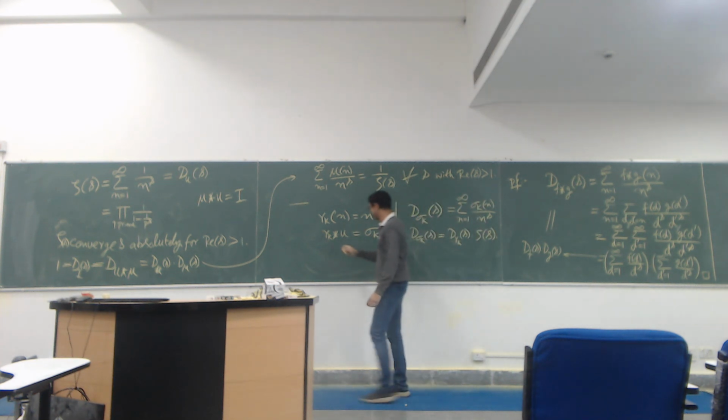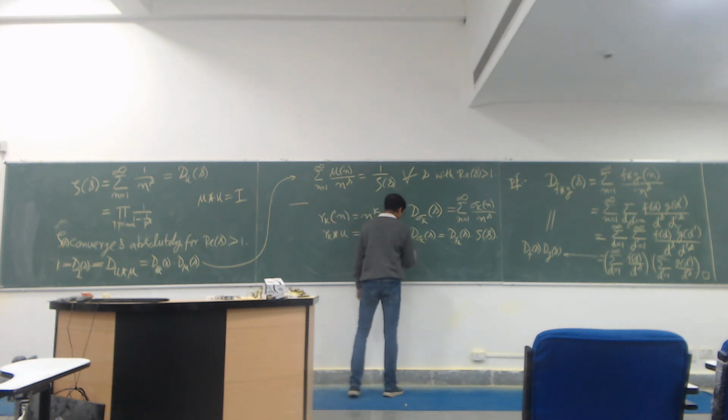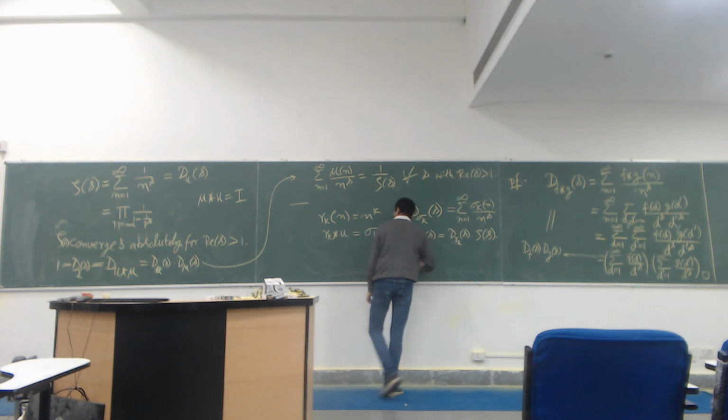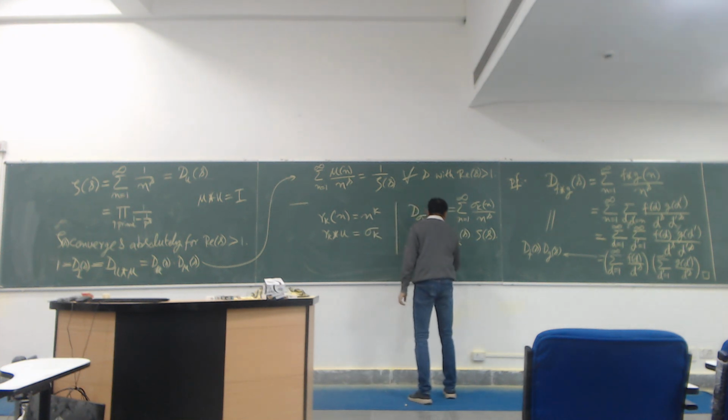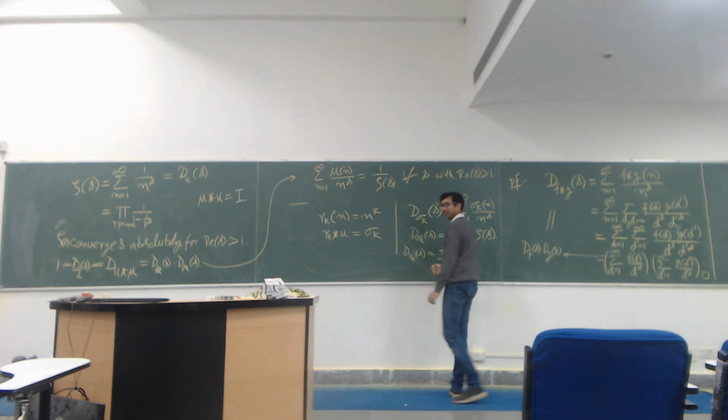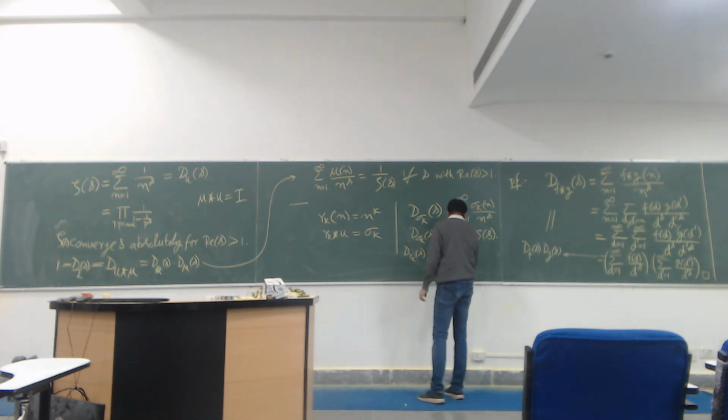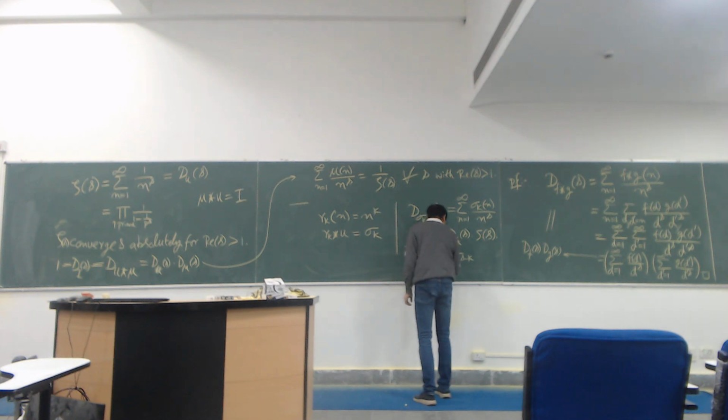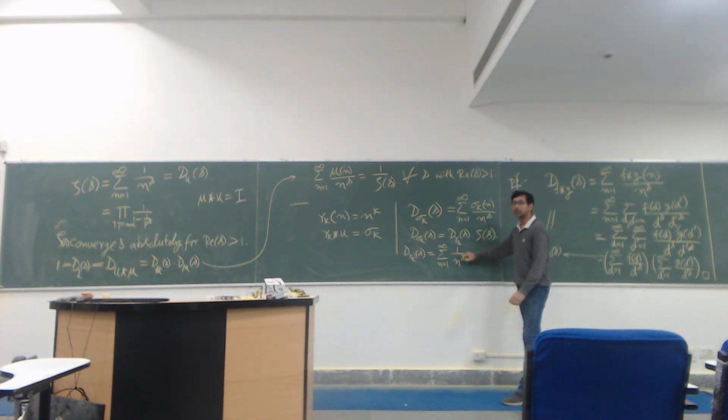Now can you simplify this, D of R_k at s? What is that? It is the sum of 1 over n to the power s minus k, where n is running from 1 to infinity. And now where does this converge? For real part of s greater than k plus 1.